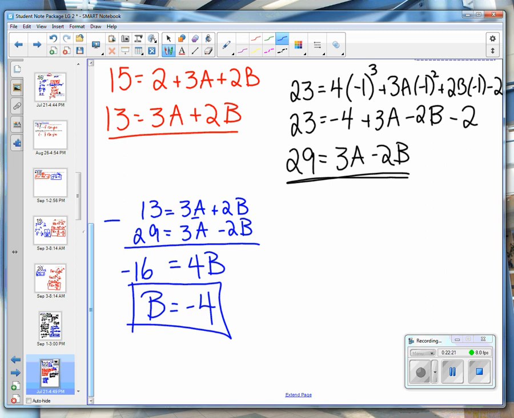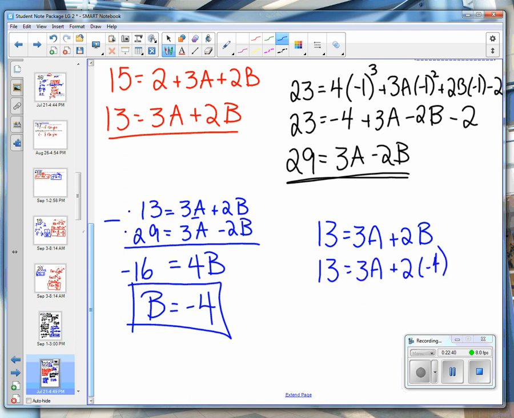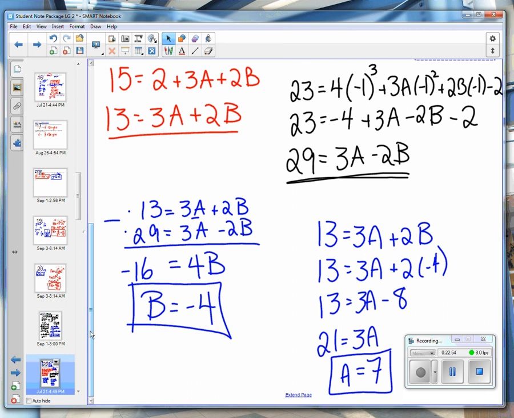Now all we have to do is solve for that a, and you can do that by substituting this into either equation. It doesn't matter. So let's just take the first one. 3a plus 2b, okay? So that's now going to become 3a plus 2 times negative 4. 13 equals 3a minus 8. So obviously we're going to add 8 to both sides. 21 is equal to 3a. Divide by 3. A equals 7. I love these questions. So fun.